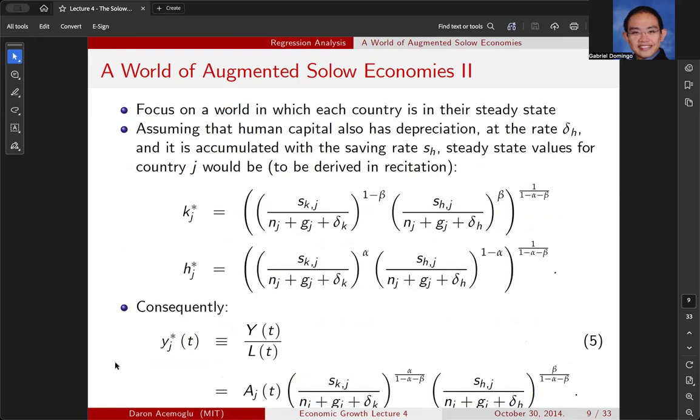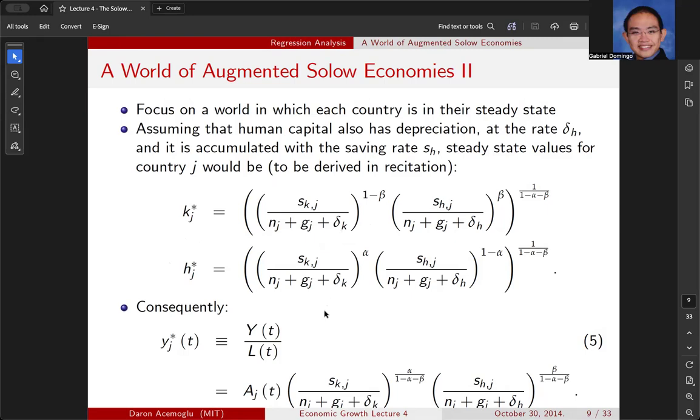In the steady state, you have the following expressions for K star and H star. These are the usual steady state values for capital per effective labor and human capital per effective labor, which are usually derived in a Solow growth model. You can skip the derivation. It's not super interesting, but notice how similar they are. And they're similar simply because they're both capital.